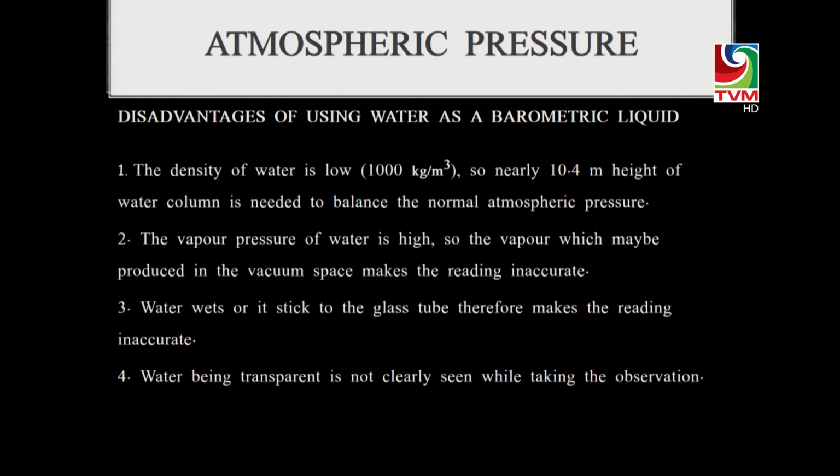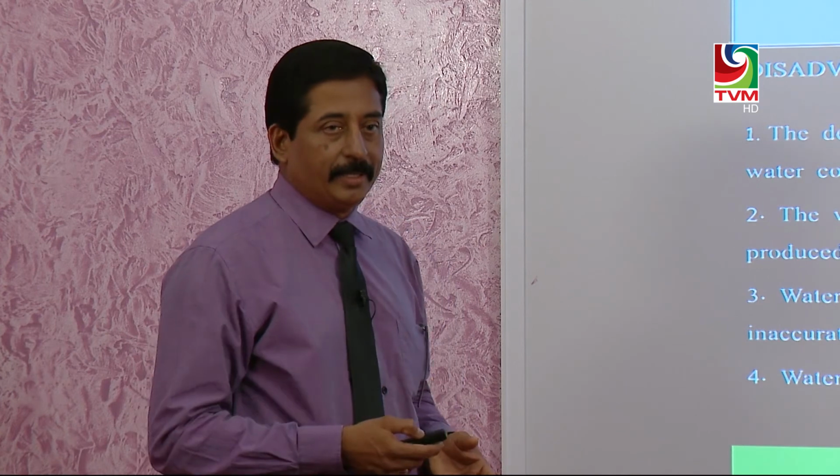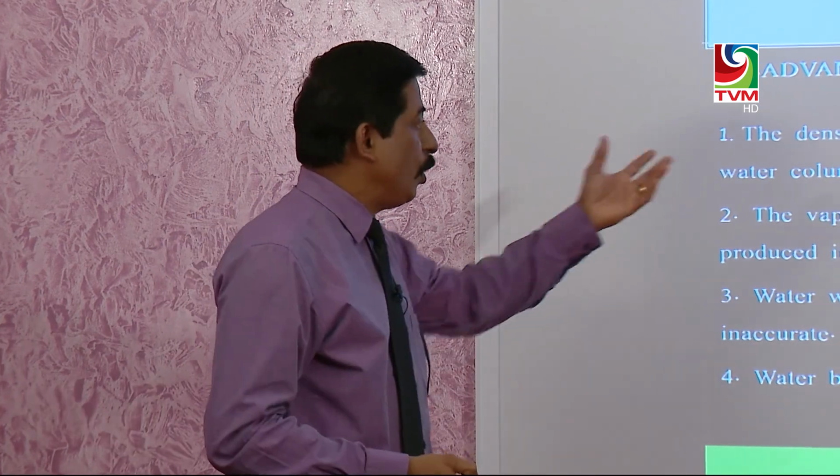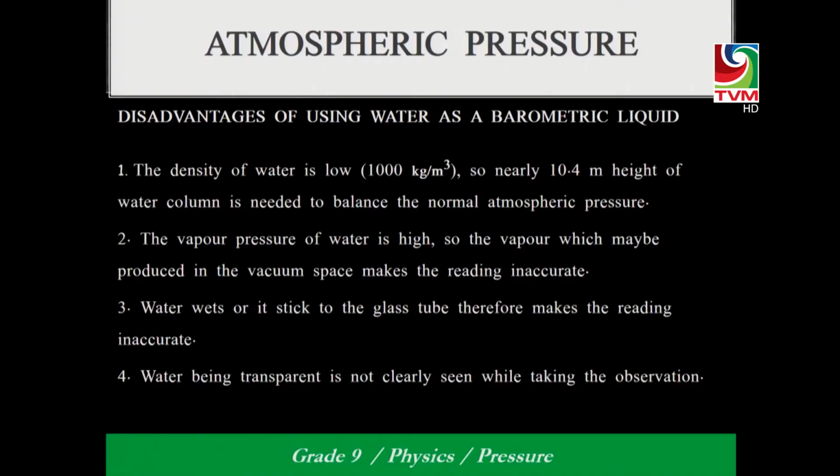Then, what are the disadvantages of using water as a barometric liquid? We can use water, but water has low density. Its density is 1000 kilogram per meter cube. So, if you use water as a barometric liquid, the problem is the water level rises to nearly 10.4 meter. So, we have to use a long tube which is very difficult to carry from one place to another.